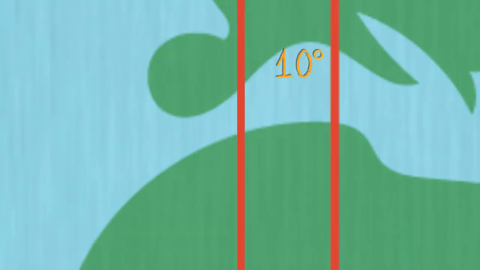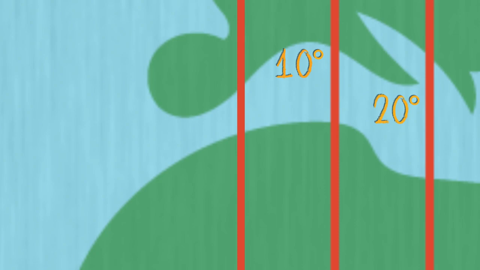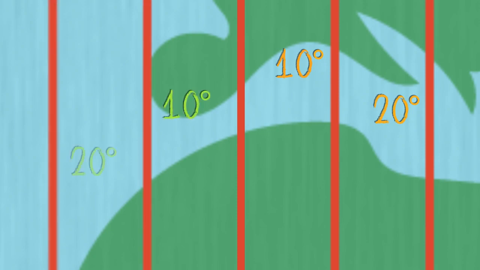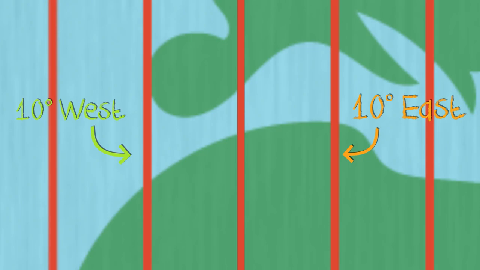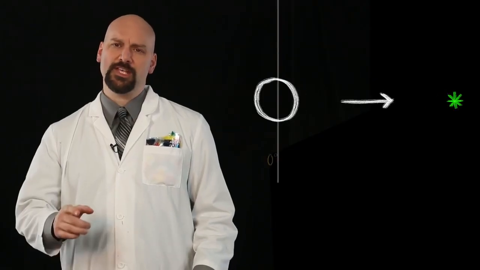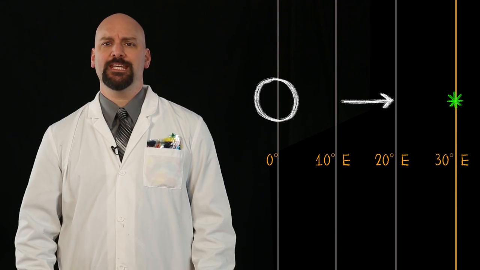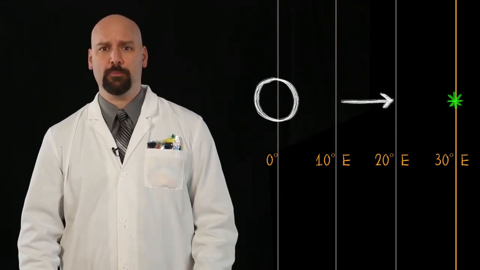So this line would be 10 degrees and this one would be 20 degrees and so on. And also notice on the other side of 0, the same thing happens, 10 degrees and 20 degrees. And the way we label these is which side of 0 is east and west. You'll notice that this point is 10 degrees east and this one is 10 degrees west. So here is our point at 30 degrees east. But is that enough to land our plane?